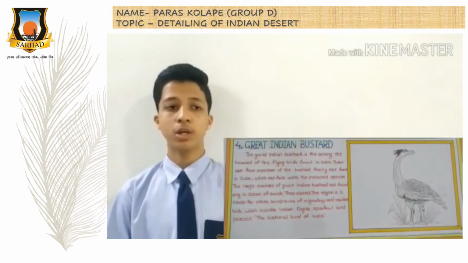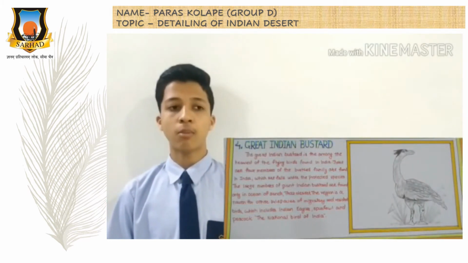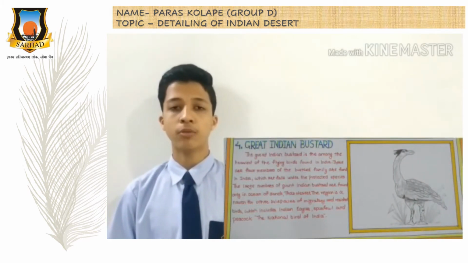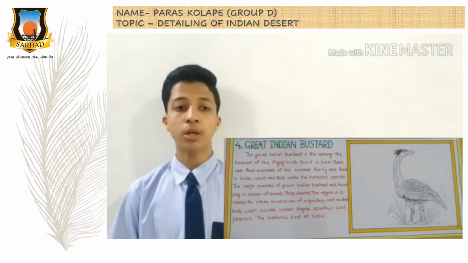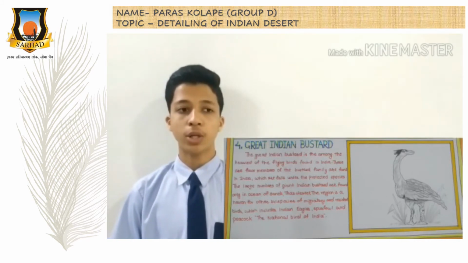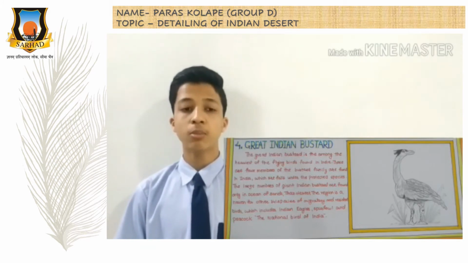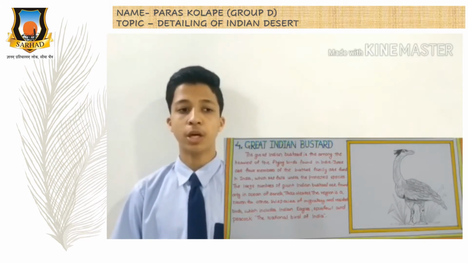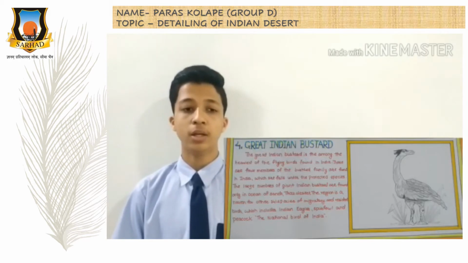Now the third one is the Great Indian Bustard. The Great Indian Bustard is among the heaviest of the flying birds found in India. There are 4 members of the bustard family found in India, which fall under protected species. A large number of Great Indian Bustards are found only in the ocean of salt, the Thar Desert. The region is a haven for 141 other species of migratory and resident birds, which include the Indian eagle and the peacock, the national bird of India.